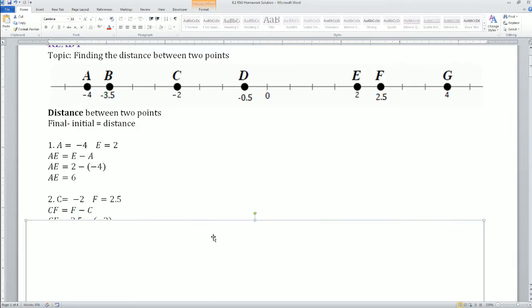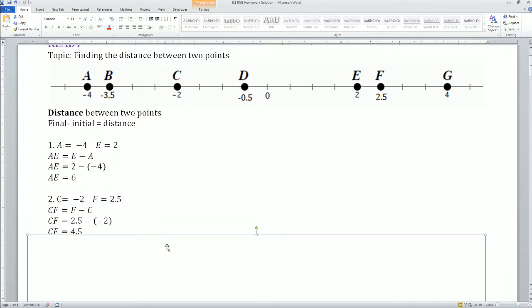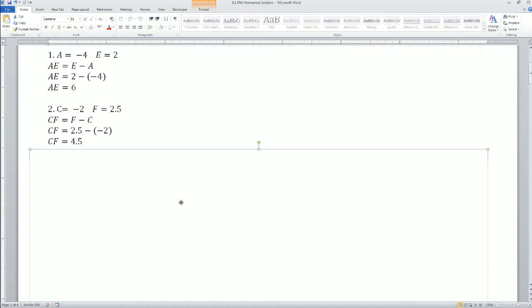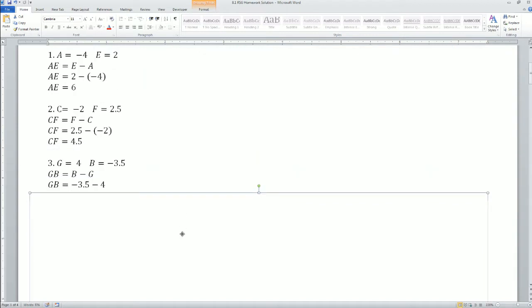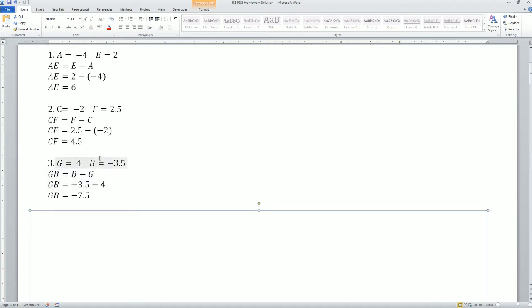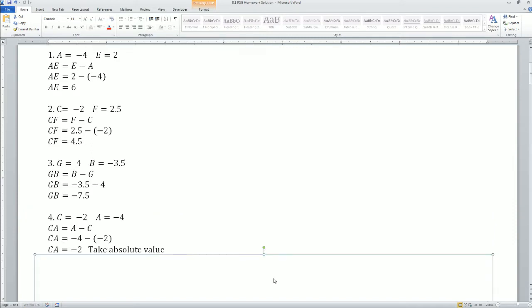Same thing here. The next one is CF. CF is defined by the change of F minus C. F is 2.5. C is negative 2. You do that subtraction, 2.5 subtract negative 2. You get CF equals 4.5. Okay, the process is repeated for 3 and 4. Same thing, always it's final minus initial. The second letter minus the first letter. Okay, there you go, and that is number 4.